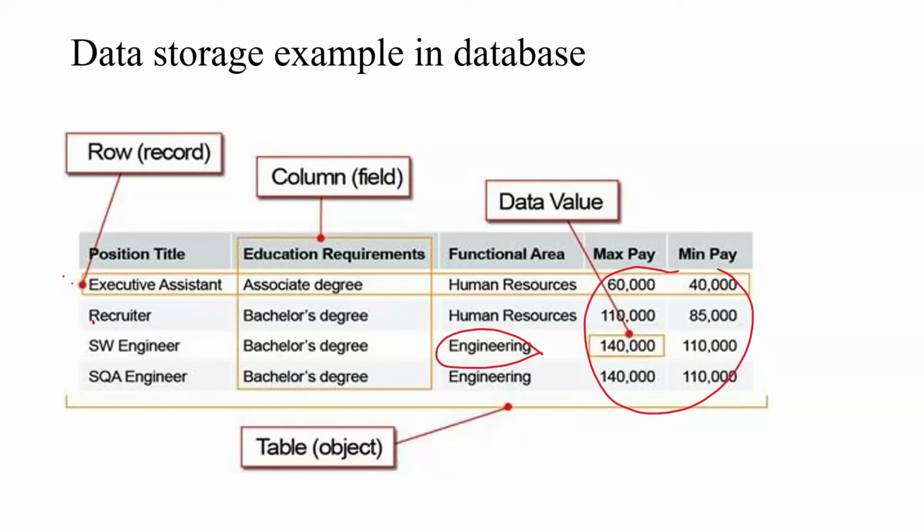The header is called the column. Below the header are called the rows. It is not fixed. If you want to expand the table, it could be millions of records you can store. That is how a table is stored in a database. A collection of tables is called a database.